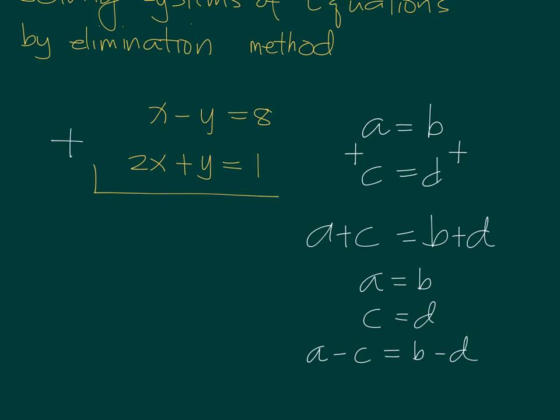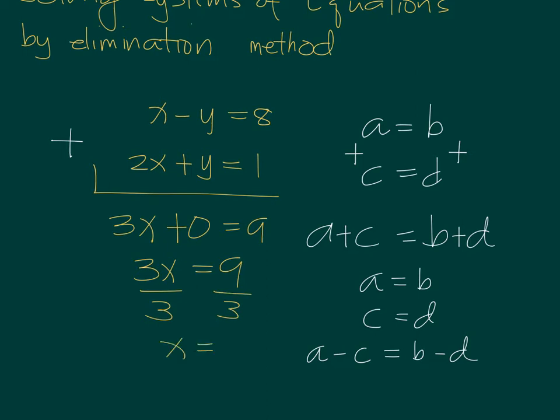So that means x plus 2x is equal to 3x, minus y plus y is 0, and 8 plus 1 is equal to 9. 3x plus 0 is 3x, and 9 is 9. Dividing this by 3, x must be equal to 3.